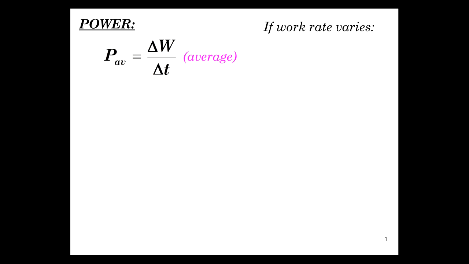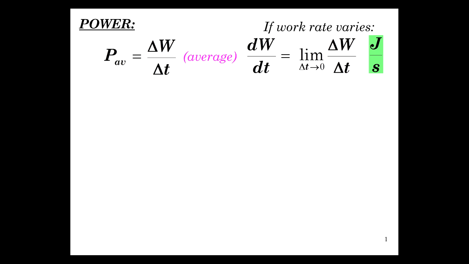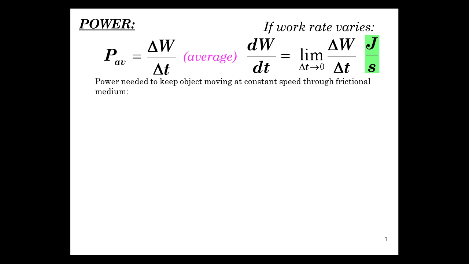But you might want to know the instantaneous power, and then dW/dt is the extension of that. That is the limit, as delta T approaches zero, of the change in work over time. So that shouldn't look too new in concept. And that unit will be joules per second, the rate at which work is being done.